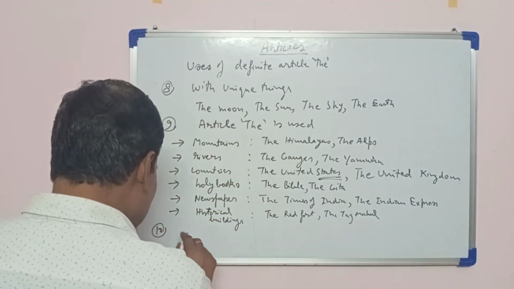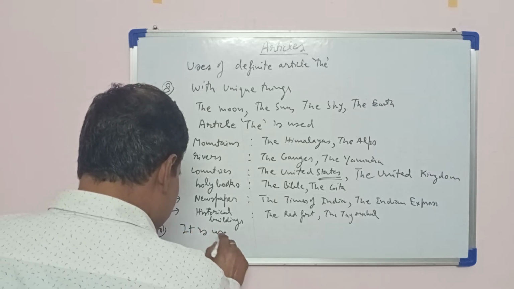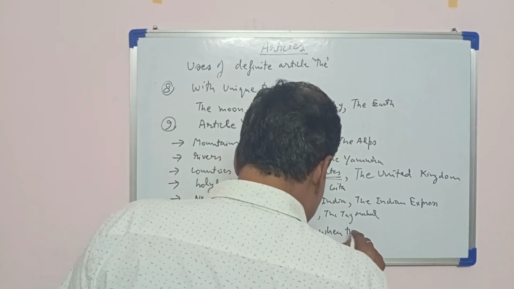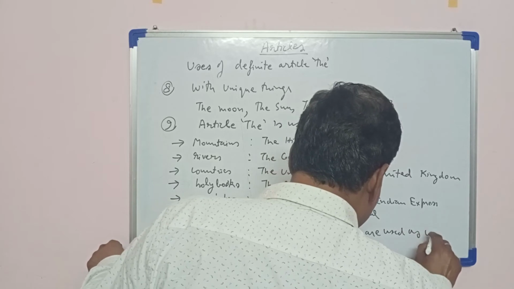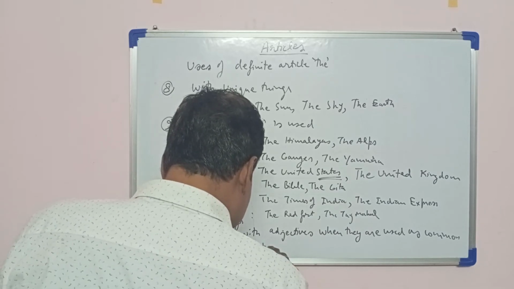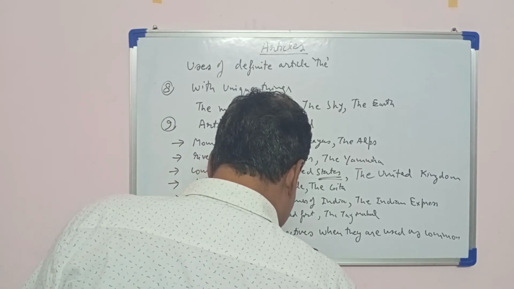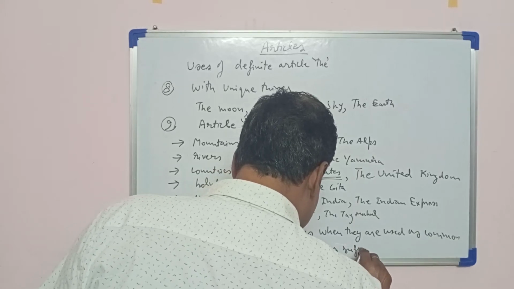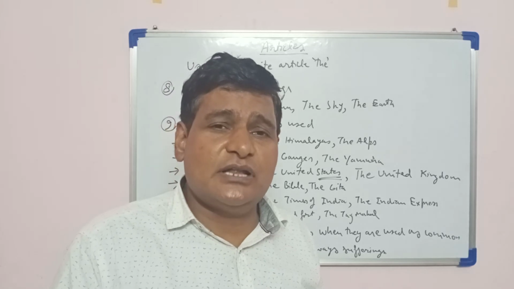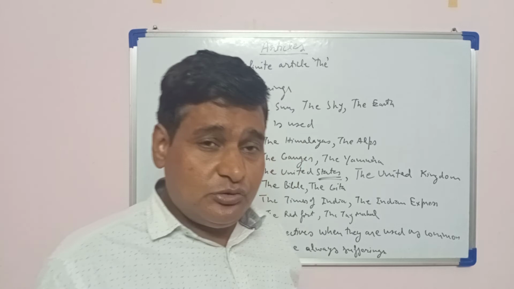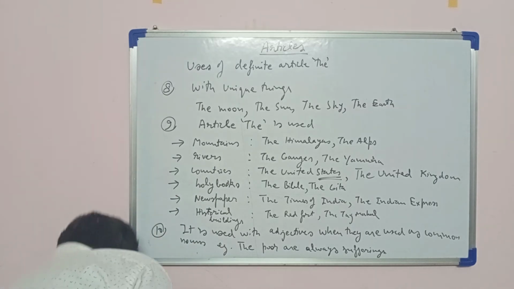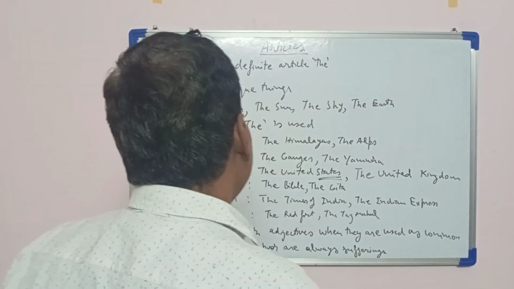The next one, it is used with adjectives when they are used as common nouns. For example, the poor are always suffering. The lucky ones have survived. The poor are always suffering. So here the poor, the lucky, these are the adjectives used as common noun. So I hope you have understood how these articles are used. There are a few other uses of the, so let's understand them quickly.